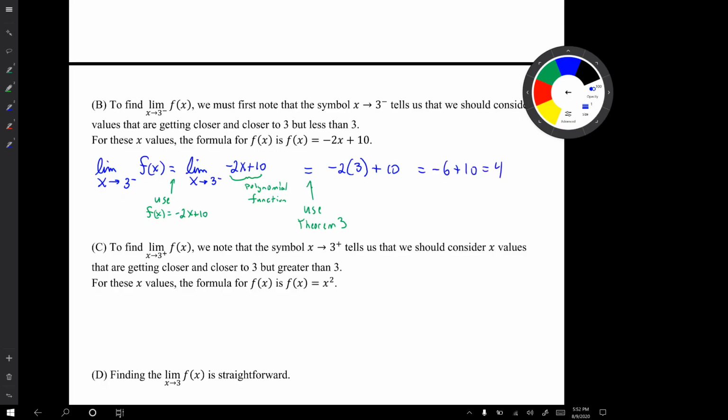All right, now let's do the limit as x approaches 3 from the right of f of x. So since we've got this symbol x arrow 3 superscript plus, that means that we should be using x values that are close to 3 but greater than 3. So for those x values, the formula that we use for the function is that formula, f of x equals x squared. So the limit computation looks like this.